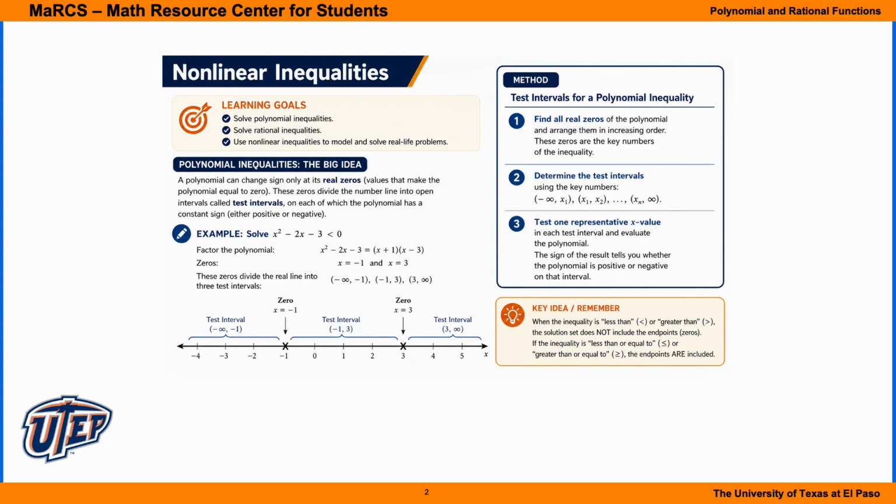Now we can choose some representative x values between those intervals. So from negative infinity to negative 1, we can choose the value negative 3. From negative 1 to 3, we can choose the value 1. And from 3 to positive infinity, we can choose the value 4. Plugging in each of those values and the resulting y will tell us the sign of the polynomial within that interval. So when the inequality is less than or greater than, the solution set does not include the endpoints, the zeros. If the inequality is less than or equal to, or greater than or equal to, the endpoints are included.